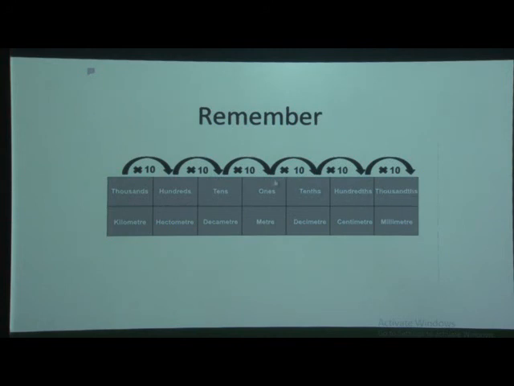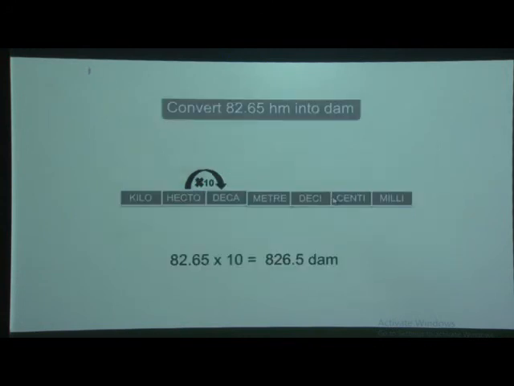Now we have seen only multiplication, later on we will see division. So converting 82.65 hectometer into decameter. The order is kilometer, hectometer, decameter, meter, decimeter, centimeter, and millimeter. The question is given as hectometer to decameter. So here it is hectometer to decameter. What do we have to do? We have to multiply it by 10.